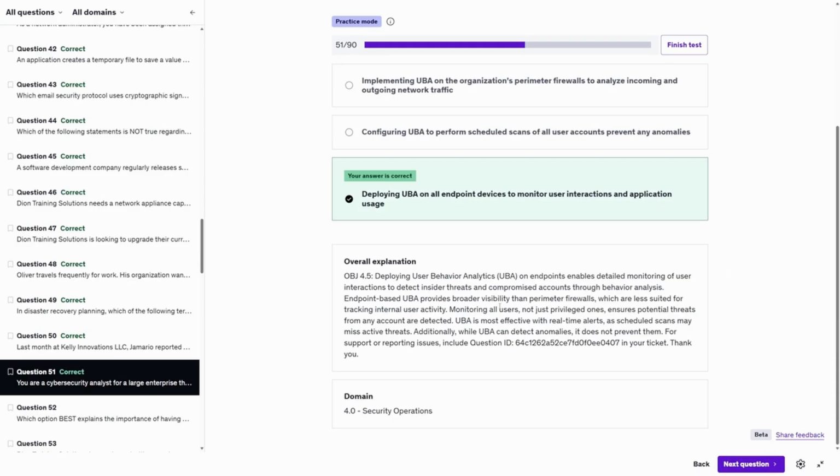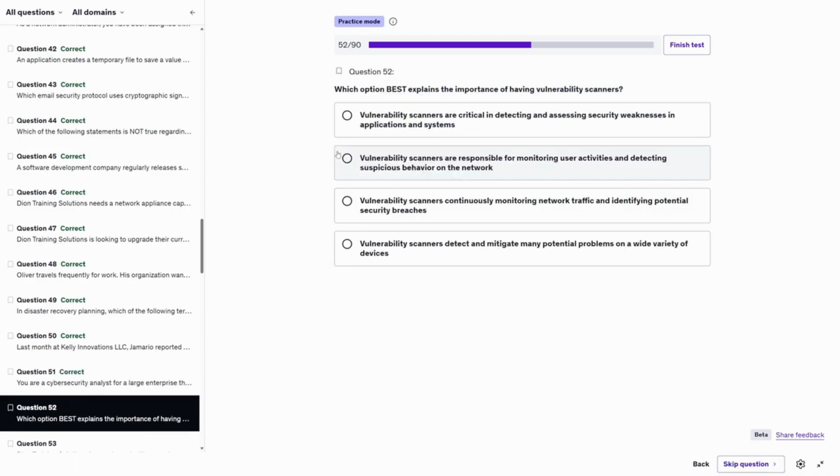So deploying UBA on endpoints enables detailed monitoring of user interactions to detect insider threats and compromised accounts through behavior analysis. Endpoint-based UBA provides broader visibility than perimeter firewalls, which are less suited for tracking internal user activity. Monitoring all users, not just privileged ones, ensures potential threats from any account are detected. UBA is most effective with real-time alerts, as scheduled scans may miss active threats. Additionally, while UBA can detect anomalies, it does not prevent them. Let's move on to the next question. Which option best explains the importance of having vulnerability scanners?